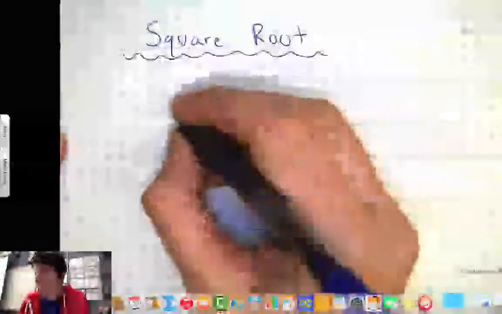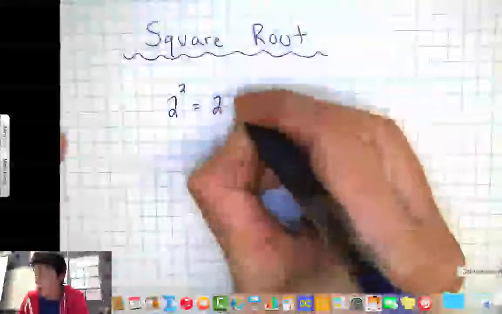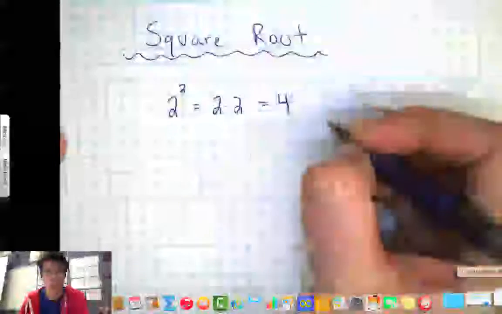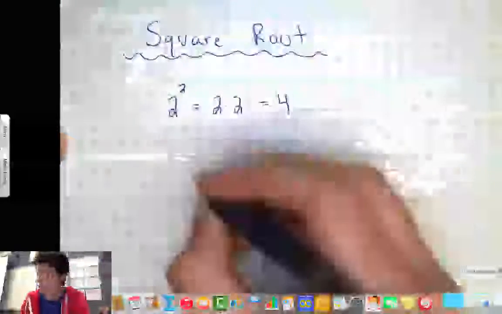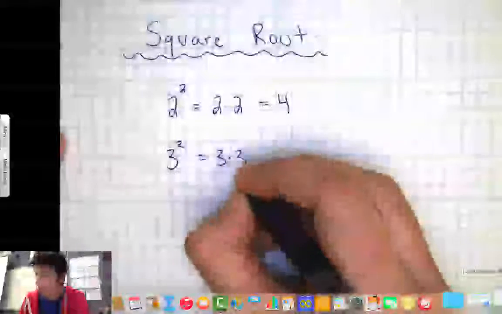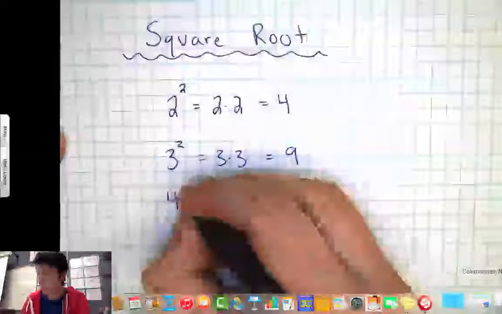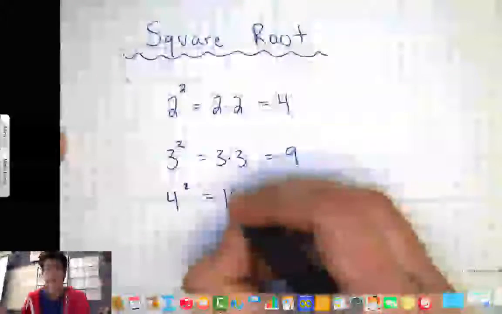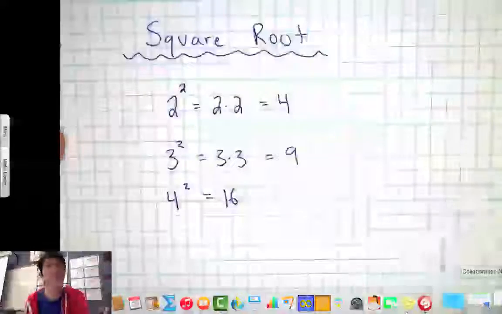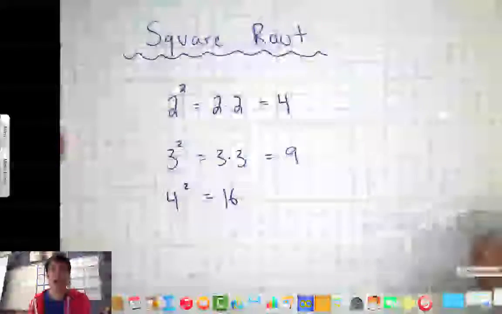So we know things like 2 squared means 2 times 2, which equals 4. We're very comfortable with that math. We know that 3 squared means 3 times 3, which is 9. And we can keep doing this. 4 squared is 16, 5 squared is 25, etc., etc. Well, the square root is kind of the reversal of that process.